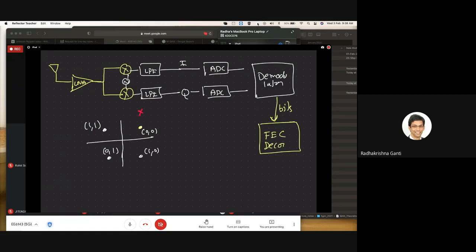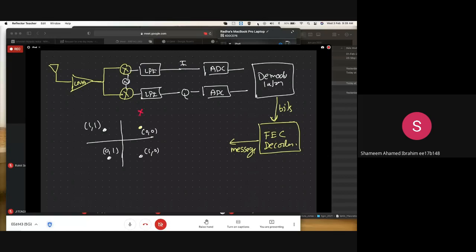These bits will go into the FEC decoder. The output of the FEC decoder can go to decompression or something. This is effectively your message. If you don't have a decompressor, it's just your message. Is this receiver chain clear? At least at a high level, it's clear.